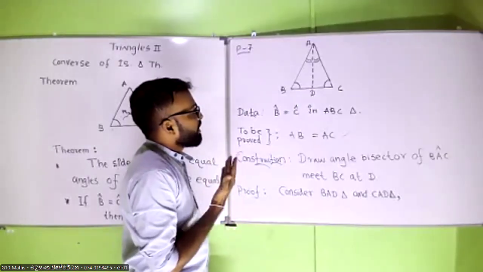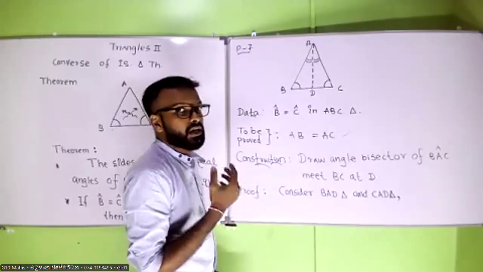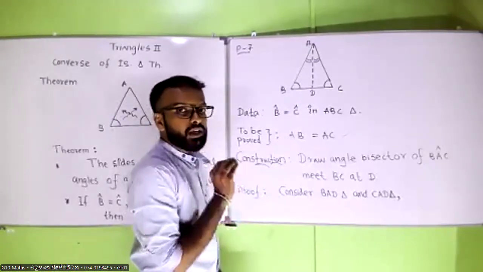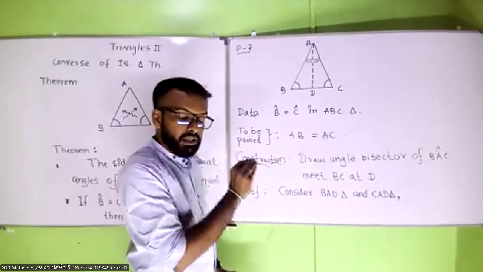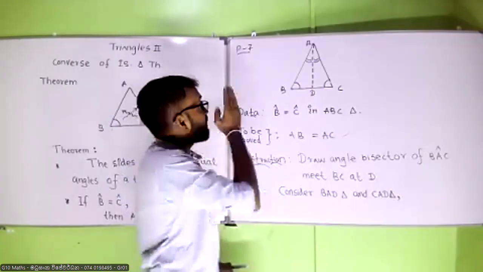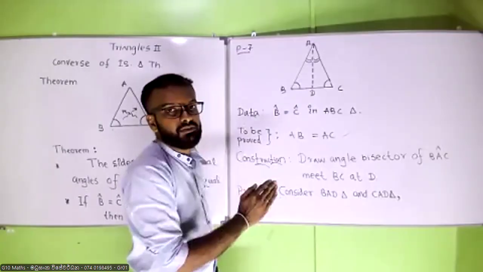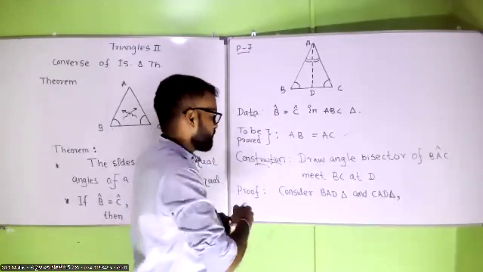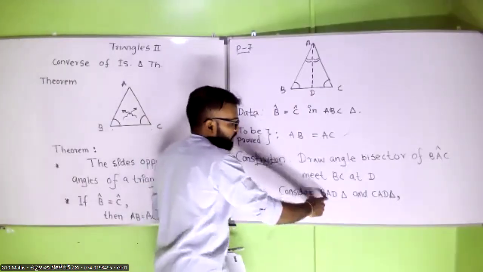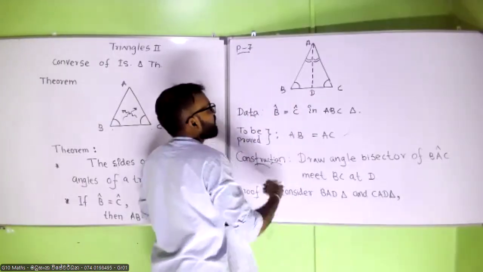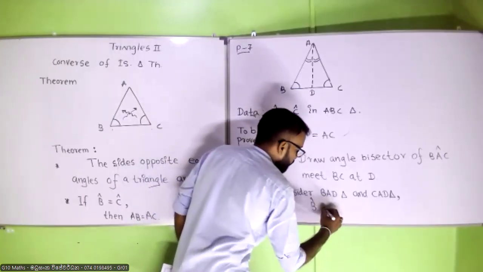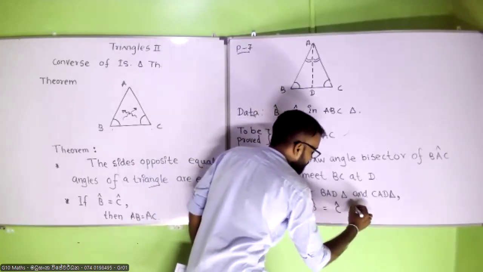Because BAD triangle and CAD triangle are congruent, all the corresponding elements of those two triangles are equal, so that I can say AB side equals AC. I can conclude the answer. So that's the way. By considering BAD and CAD triangles, I can directly write angle B equals angle C.